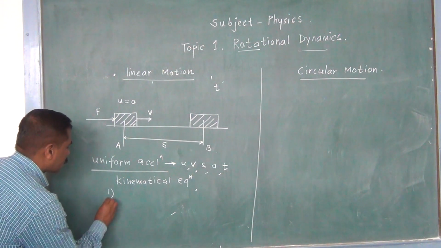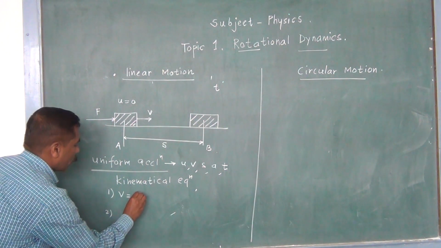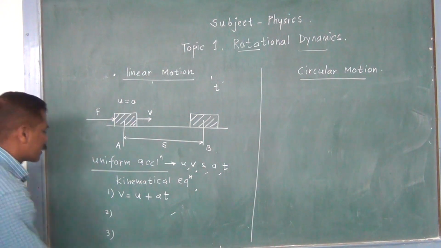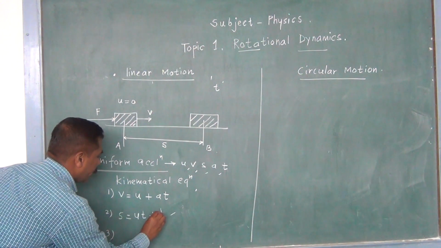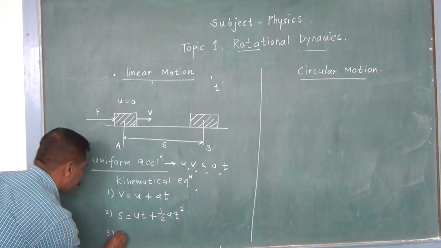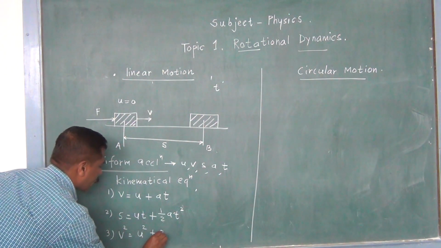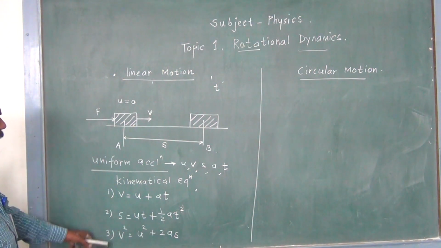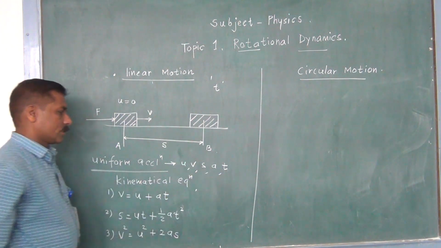Already we have seen these kinematical equations. The first equation is v is equal to u plus at. The second equation is s is equal to ut plus half at square. And the third equation is v square is equal to u square plus 2as. So these are the three kinematical equations which give the correlation between these four quantities.